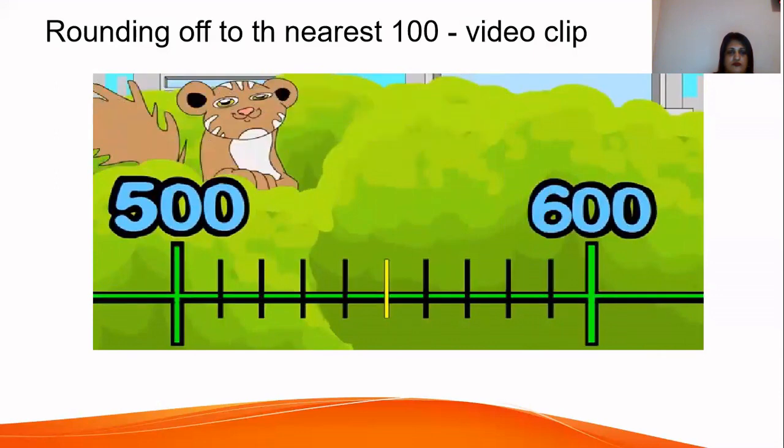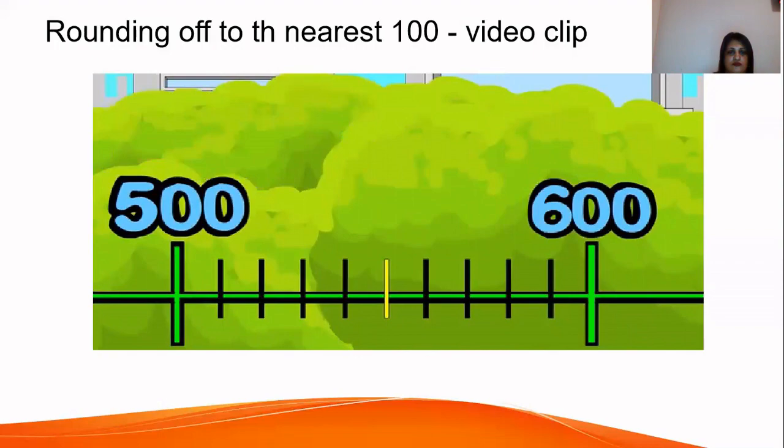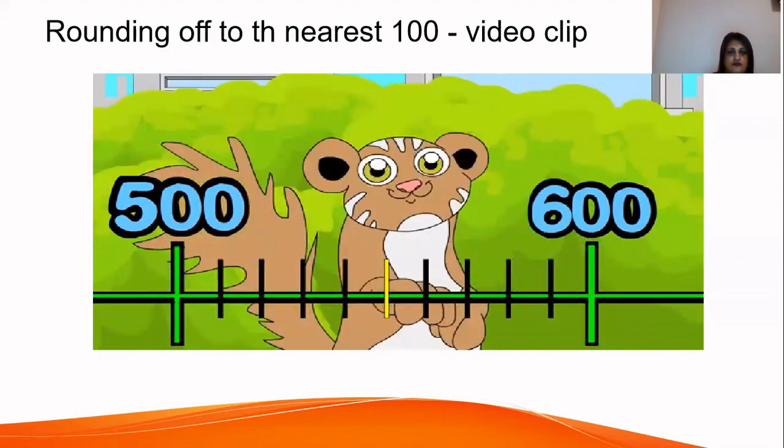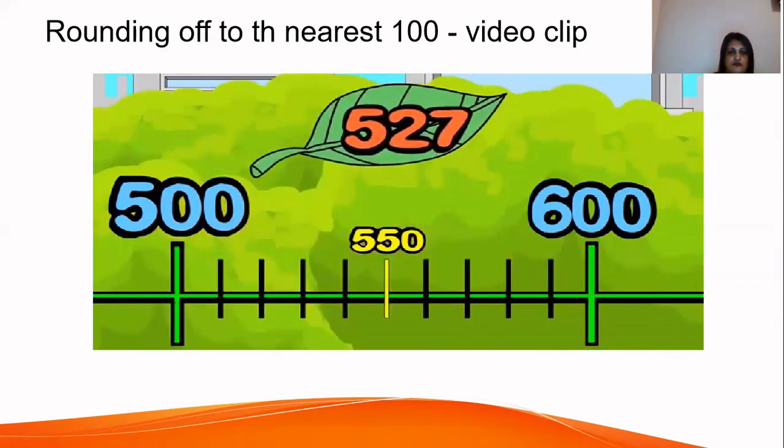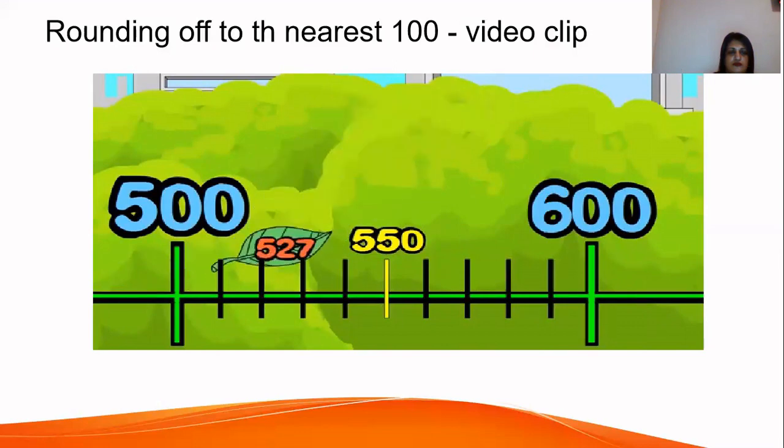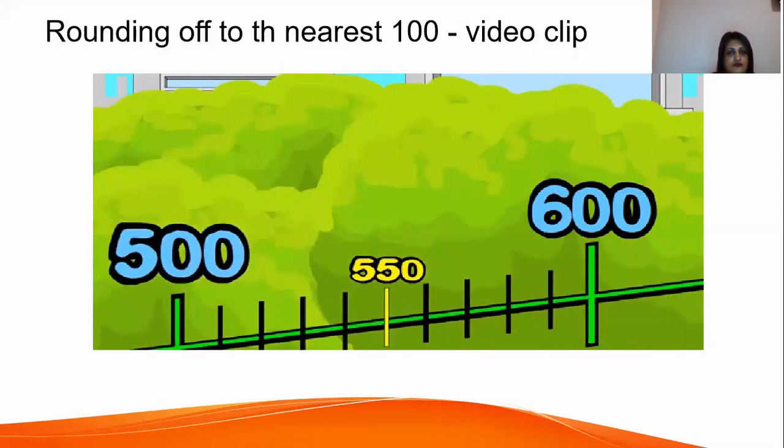Step 2. Find the midpoint between 500 and 600. That's the number that is exactly in the middle. The midpoint is 550. Step 3. Now locate 527 on the number line. 527 is less than 550. So now you are ready for step 4. You can round. 527 is closer to 500 than to 600. So, to the nearest hundred, 527 rounds down to 500.